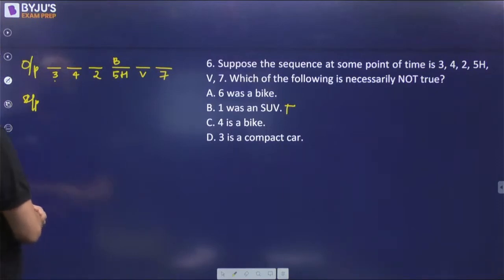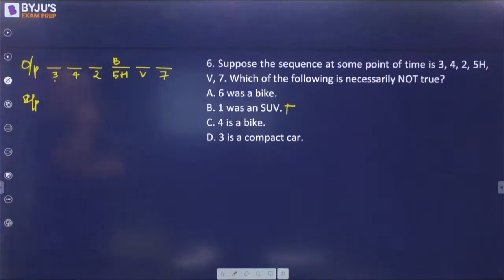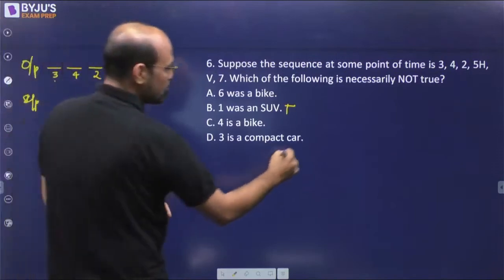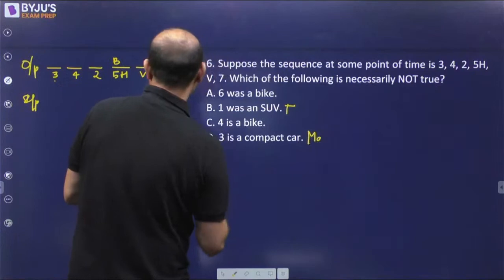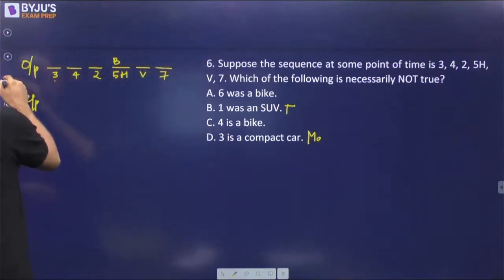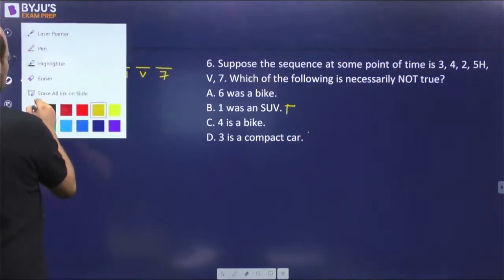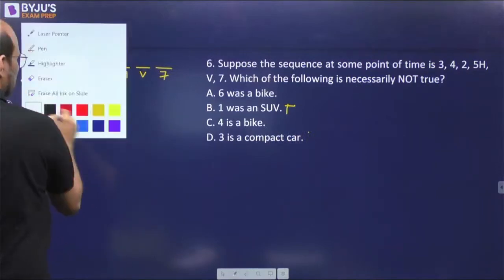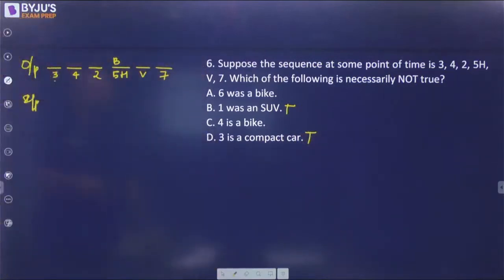4 is a bike. And 6 was a bike. 4 is a bike, 6 was a bike, 3 is a compact car. Chalo, ye may be true hai. Sorry, may be true nahi, definitely true. It occupies only one position, no? So this is true. This is true.